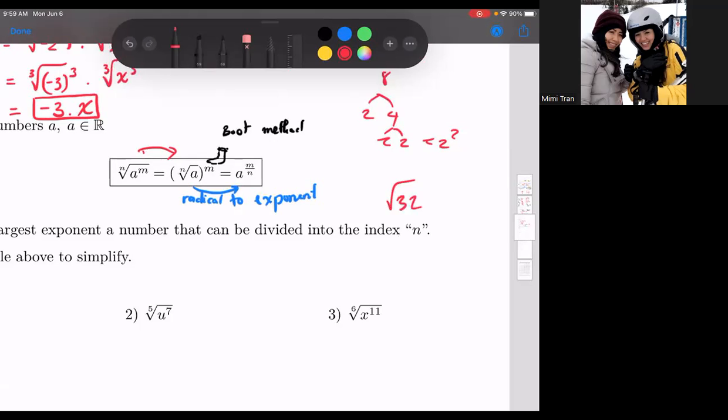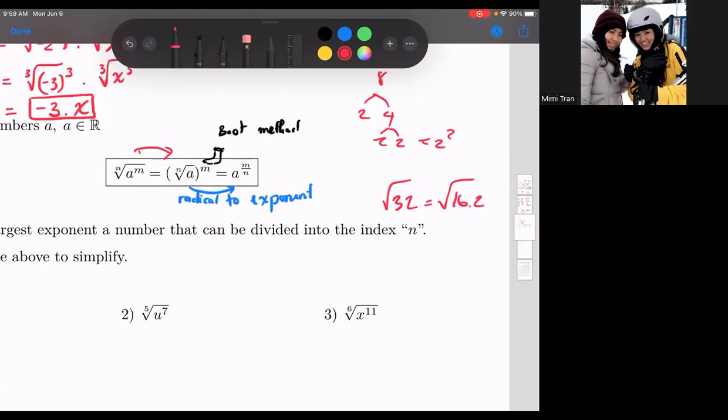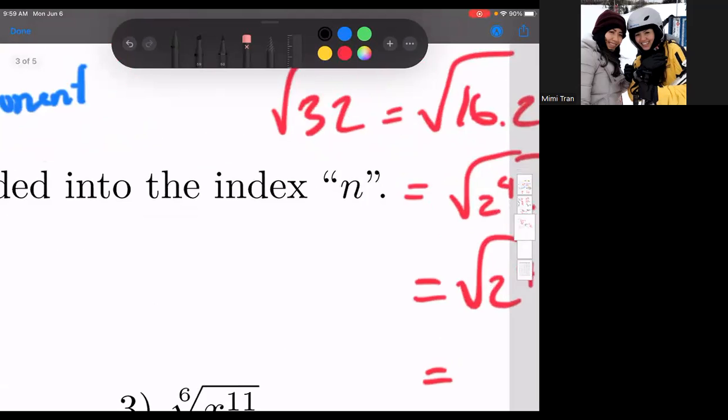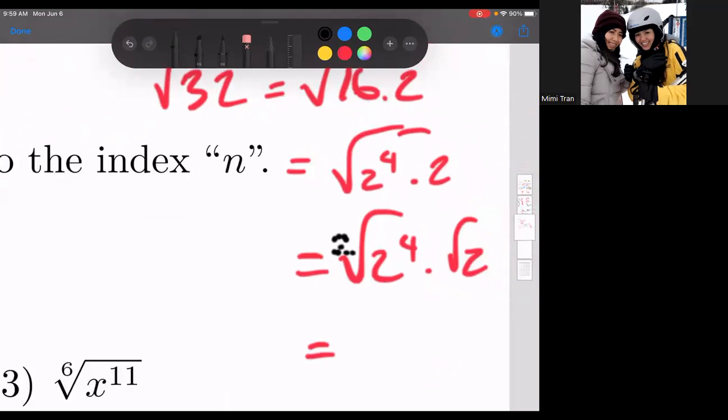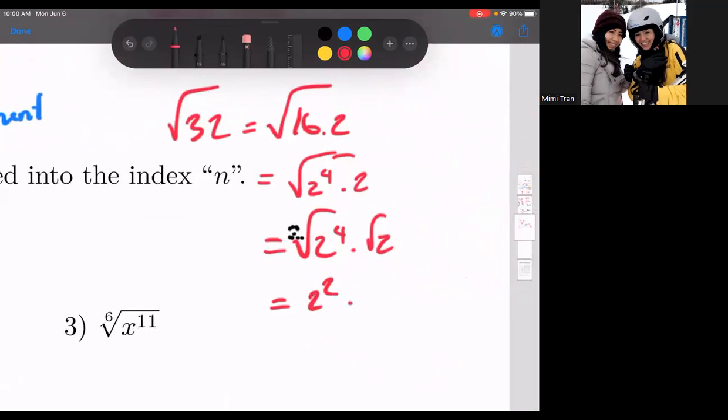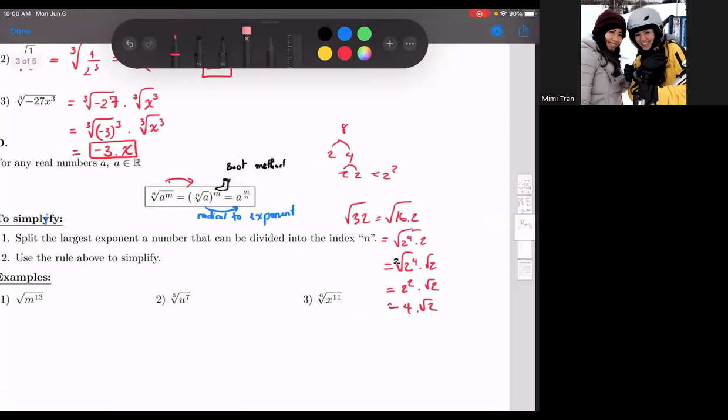The square root of 32. If you do a little tree again, it's the same thing as 16 times 2. Do you agree? 16 is 2 to the 4. So grab 2 to the 4. What's the square root of 2 to the 4? Again, there's an invisible 2 there. 4 divided by 2 is 2, which is 2 squared, right? It's 4. That's what they meant by the first step.